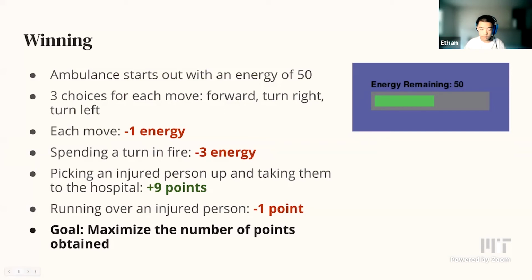Picking someone up and taking them to the hospital gives you 9 points, and running over an injured person gives you -1 points. The goal of both the pathfinding algorithm and the player is to maximize the number of points obtained.